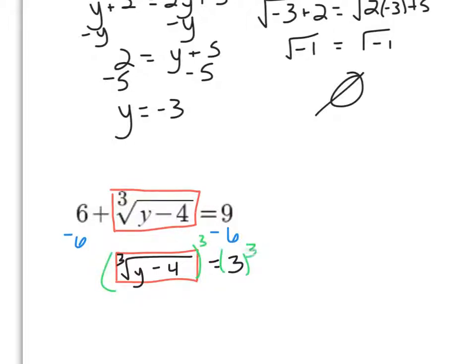Okay, so I'm going to cube both sides because I have this little 3 right here, which means it's a cube root, which leaves me with y minus 4 equals 3 cubed is 27. So y equals, add 4, 31.